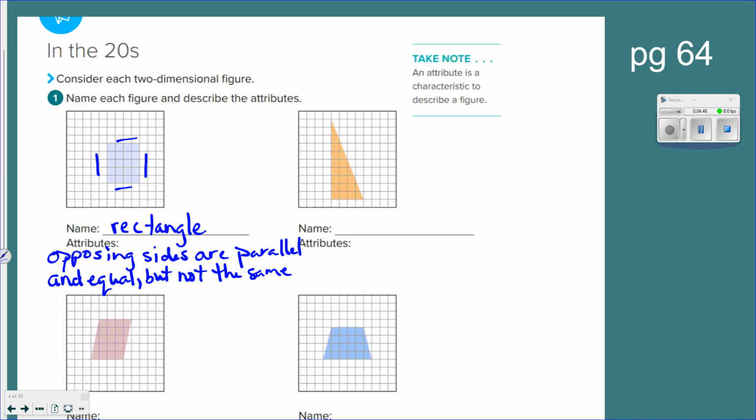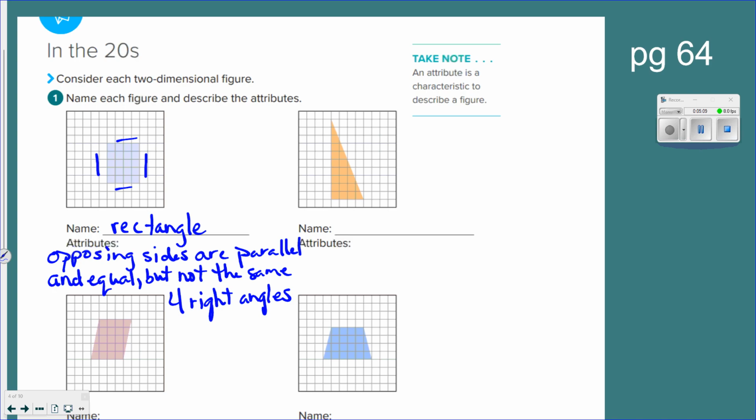Good. All right angles. So because of that, we know that the best terminology for this is a rectangle. It has all right angles. Opposing sides are parallel, but not all equal to each other. Okay, what about our orange shape?